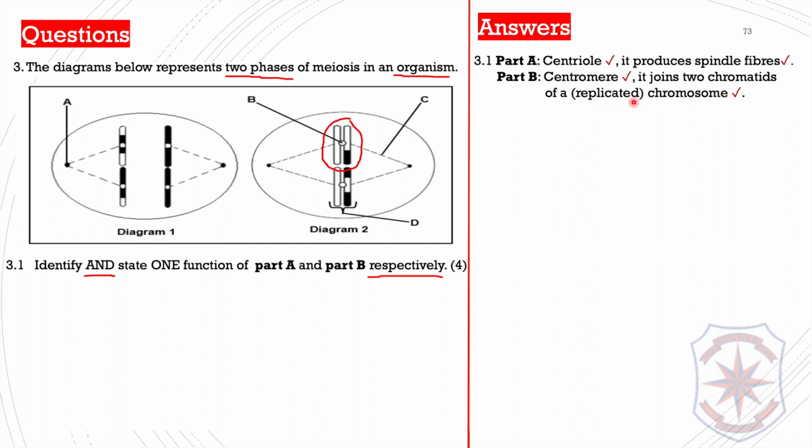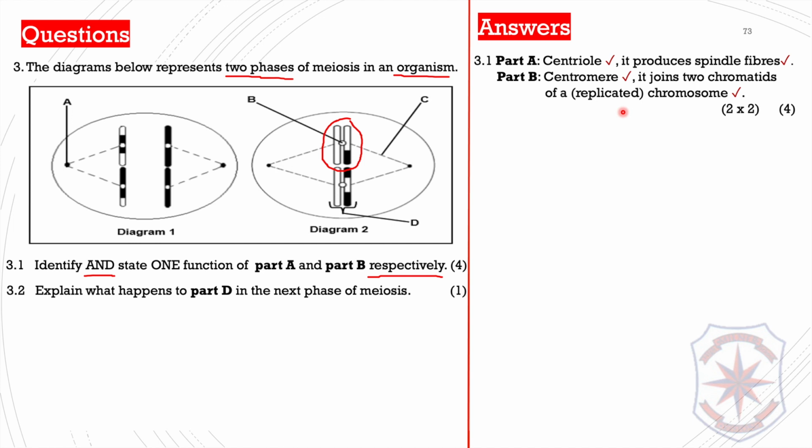The word replicated in this case is optional. Even if you had written it joins two chromatids of a chromosome, it would suffice, okay? But the most correct answer is replicated chromosome, but because it is written in brackets, it means that it is optional. Whether that word is there or not, you will be credited a mark, okay? But my advice is to write it joins two chromatids of a replicated chromosome together, because another examiner might want that word to be included.